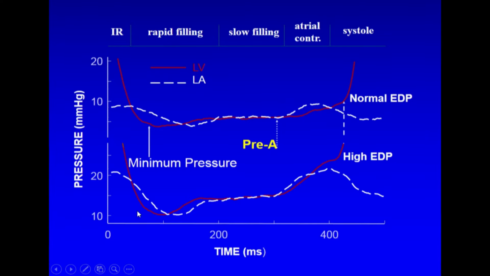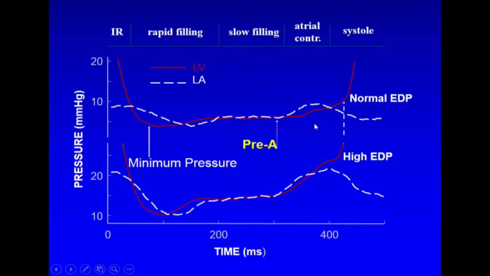As heart failure sets in, the minimum pressure in the ventricle gets higher. Notice here it's low. Here it is almost 10 millimeters mercury. In normal hearts, this is 0 and was shown in humans to be even less than 0 when you give them positive inotropic, lusotropic agents like catecholamines.